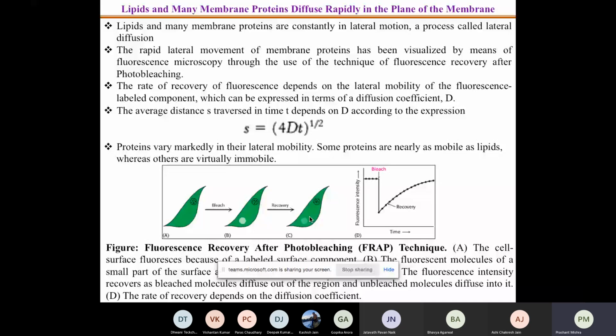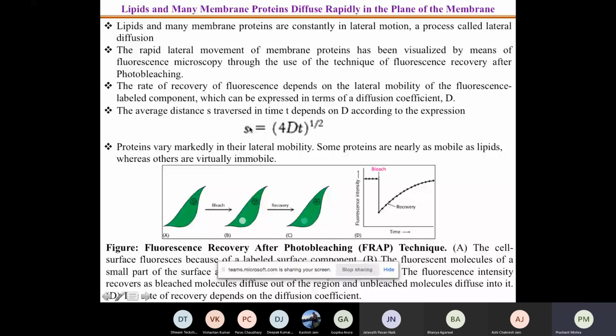Now, by doing this, can we quantify? The answer is yes. So what you have done is look at the lateral movement of the membrane protein, and it has been visualized by fluorescence microscopy using a technique which is FRAP. Now, the rate of recovery of fluorescence depends on the lateral mobility of the fluorescence labeled component. So whether it is a protein or a lipid, whatever you have labeled, depending on how fast they are moving, you get a diffusion coefficient. How is it calculated?